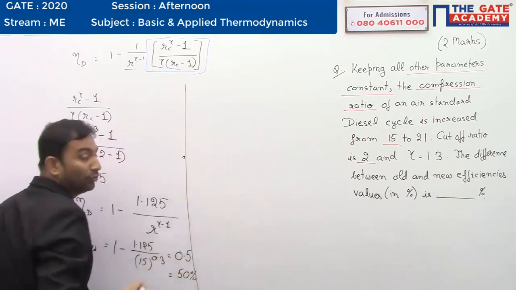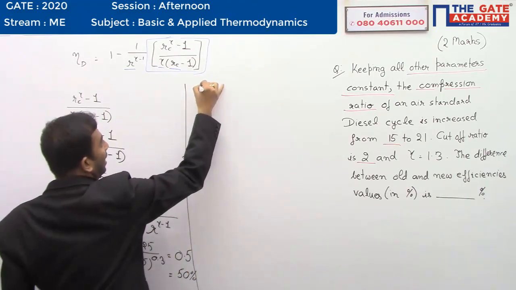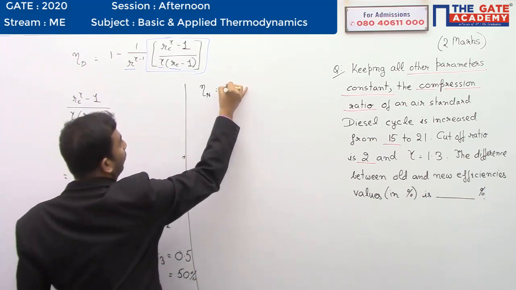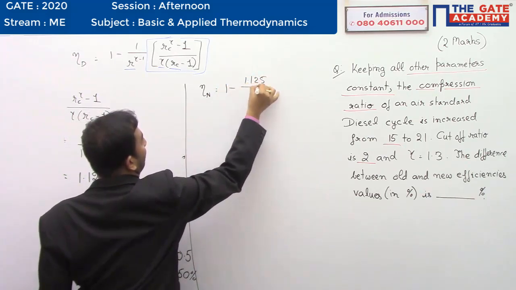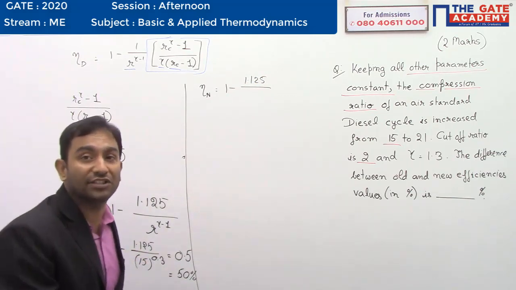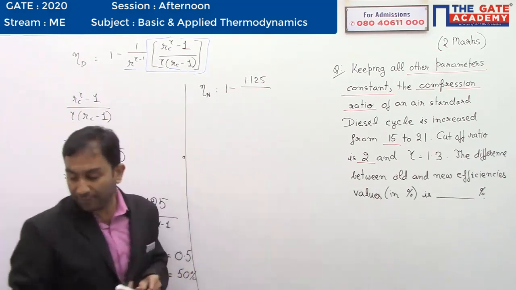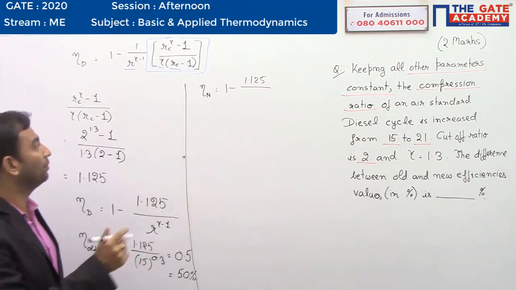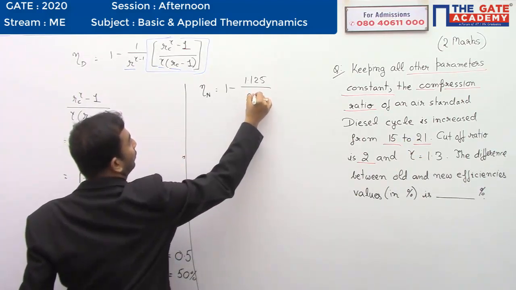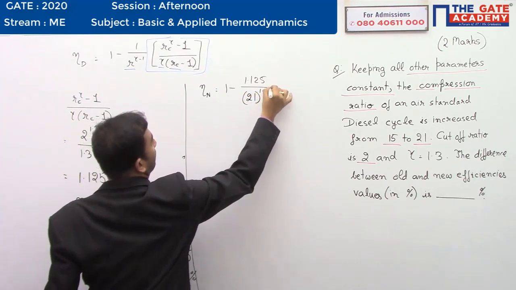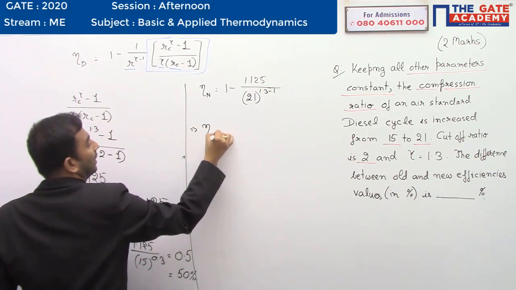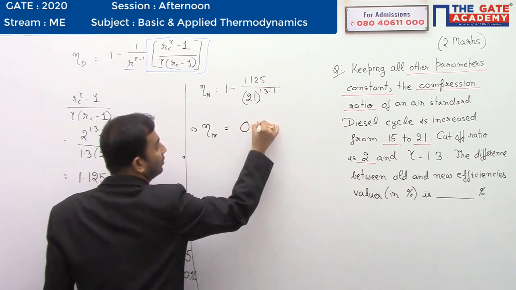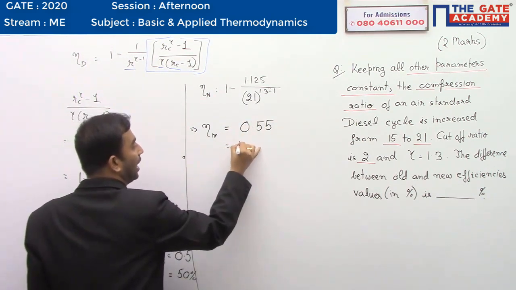Now, once I find out the new efficiency, I can easily get my answer. I'll take this as efficiency N. So again, 1 minus 1.125. These will remain constant. What will change is the compression ratio. Now the compression ratio has changed to 21. So instead of 15 here, I'll put R equal to 21, to the power 1.3 minus 1. Very good. If I solve this, I'll get the new efficiency equal to 0.55. Nice. No problem at all.